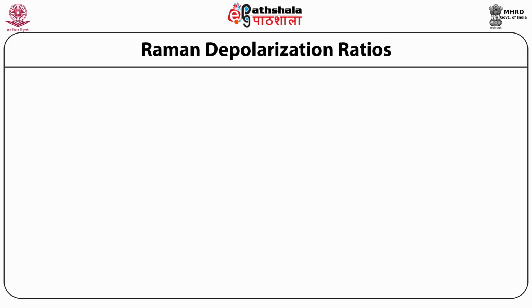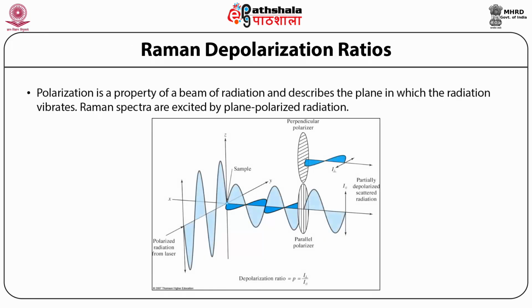Raman depolarization ratios. Polarization is a property of a beam of radiation and describes the plane in which the radiation vibrates. Raman spectra are excited by plane polarized radiation. The scattered radiation is found to be polarized to various degrees depending upon the type of vibration responsible for the scattering.